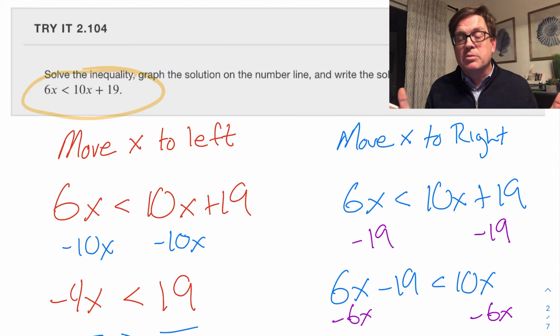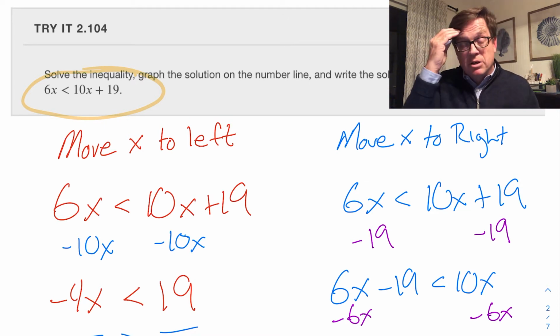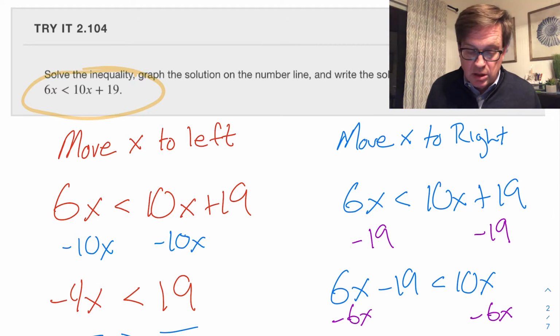As you do this, you have a typical goal of getting the x by itself, and you can either move the x and the terms with an x in it to the left side and move everything else to the right side, or you can move the x's to the right and move everything else to the left. It really doesn't matter. Sometimes the algebra works out a little bit easier with negative signs if you do it one way versus the other. But let's try both ways here.